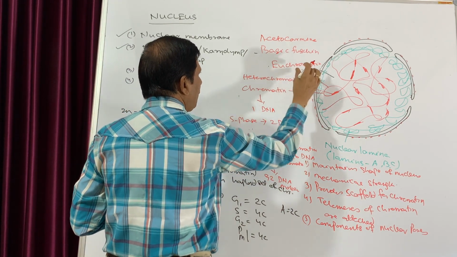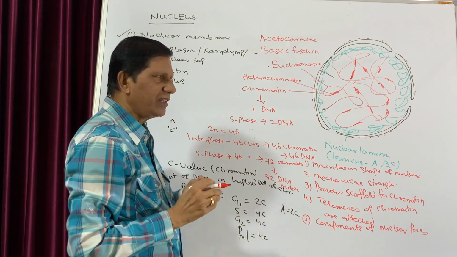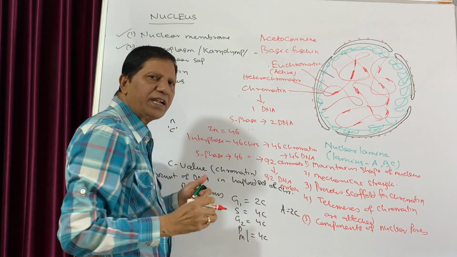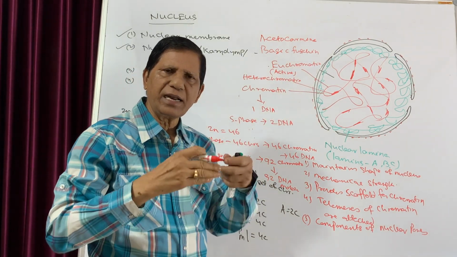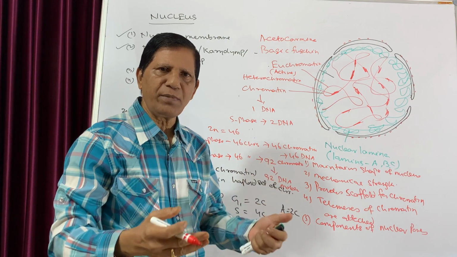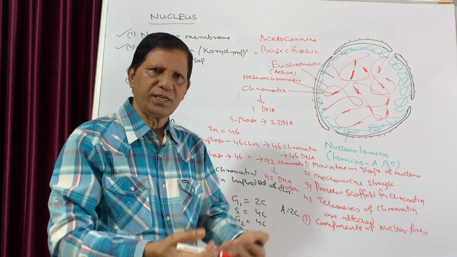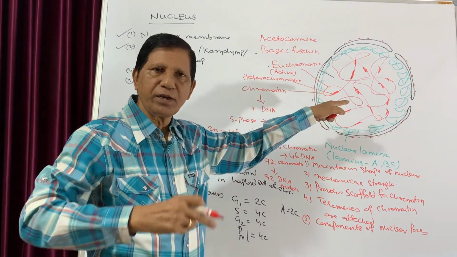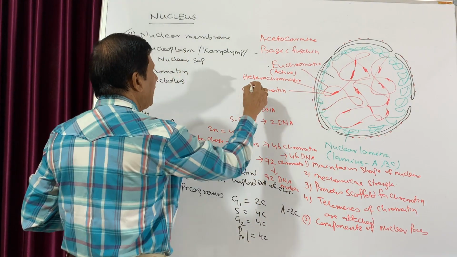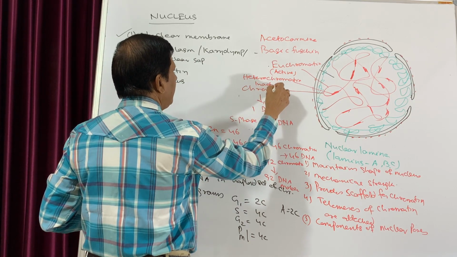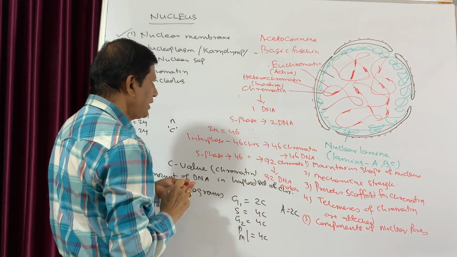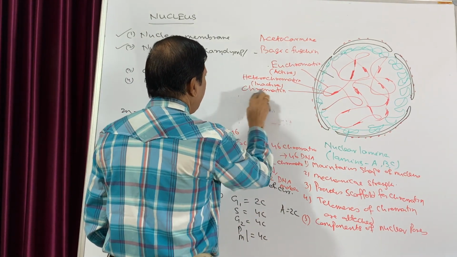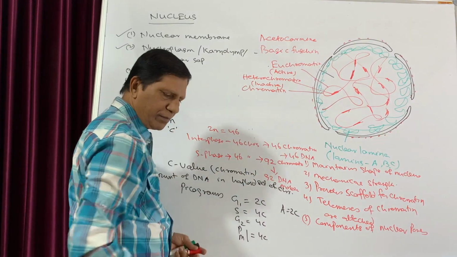The euchromatin, which is lightly stained, is genetically active. Genetically active means it can undergo transcription, it can give rise to mRNA, it can undergo crossing over, all those things. But heterochromatin, where there is more DNA because there is more coiling, is genetically inactive. So this is the difference between euchromatin and heterochromatin depending on the staining behavior.